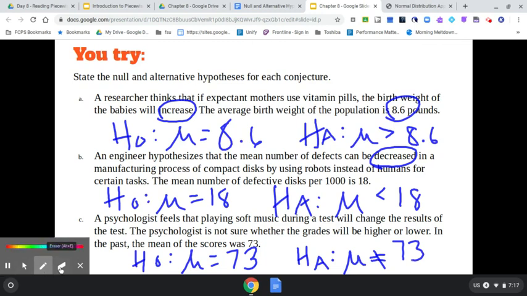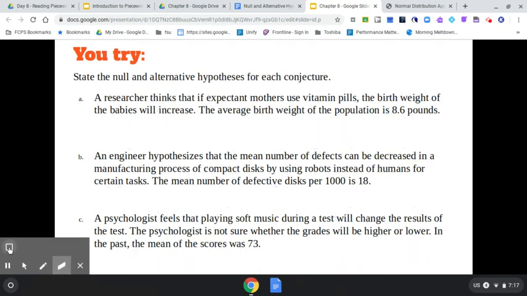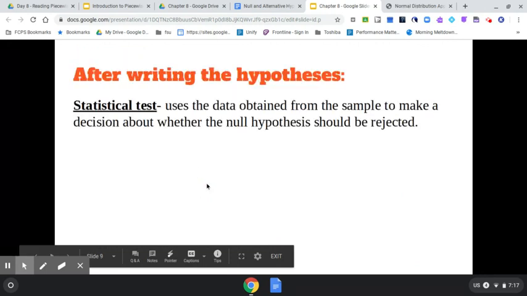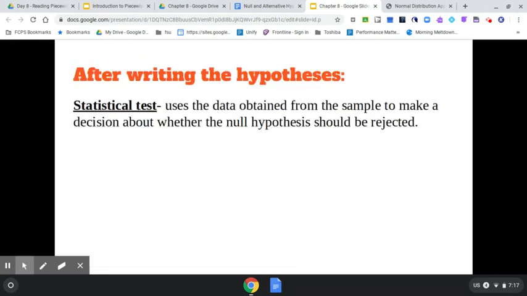All right, guys, today we were focused on finding the null and alternative hypothesis. There are more steps to a hypothesis test. So after writing the hypotheses, we're going to be completing the whole statistical test. There's going to be more data in the prompt, so it's going to give us an average of the sample. It's going to give us a standard deviation, and we're going to use that data obtained from the sample to make a decision about whether the null should be rejected.